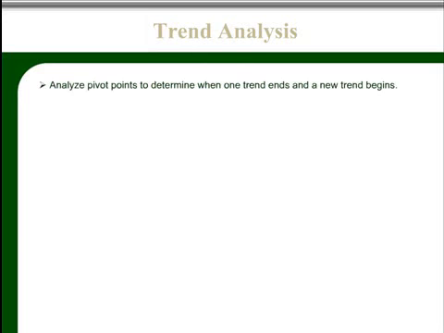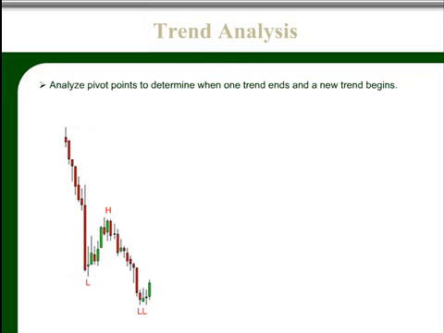Analyze pivot points to determine when one trend ends and a new trend begins. Prices decline and form a low point. Prices rally and form a high point. Prices decline and form a lower low. Prices rally and form a lower high, which forms a downtrend. Prices decline and form a lower low. Prices rally and form a lower high. The downtrend continues as long as prices are forming lower lows and lower highs.